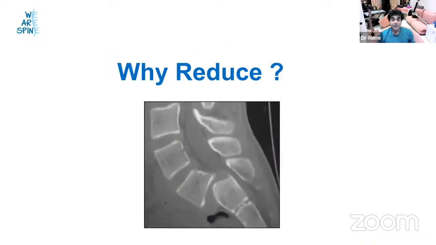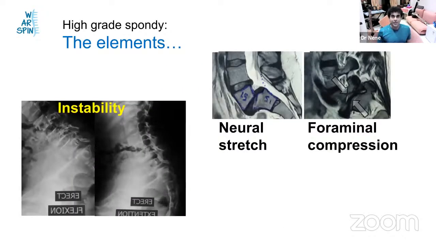So the question is then, why reduce, right? Though we know this as a fact, we as a unit, and many surgeons out there, when they see a high-grade spondy, their plan of treatment is reduction and fusion. So why is that? So again, orthopedic logic, right? So think about what goes into a high-grade spondy. Think about the elements of spondy.